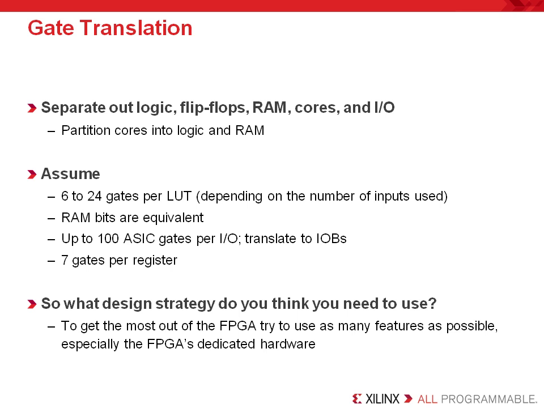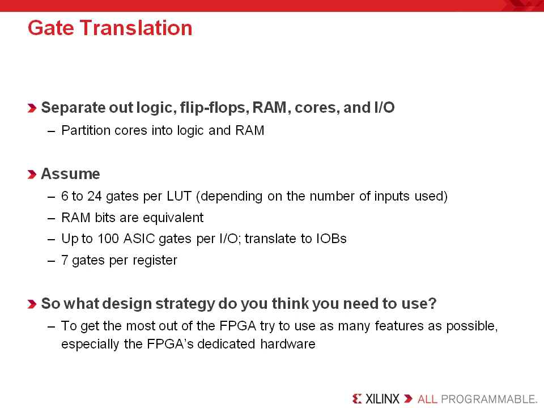Next, we'll assume that 6 to 12 gates are used per lookup table. RAM bits will be assumed to be equivalent, and up to 100 ASIC gates per I/O will be counted. Now, from these estimates, you may be asking yourself, why are so many gates wasted per IOB? Well, the reason is that each IOB can translate a signal into 40 different I/O standards. Yeah, that's a lot of flexibility built into the FPGA. And as I mentioned earlier, the more flexibility, the more gates may be wasted. We are also going to assume that 7 gates are used per register.